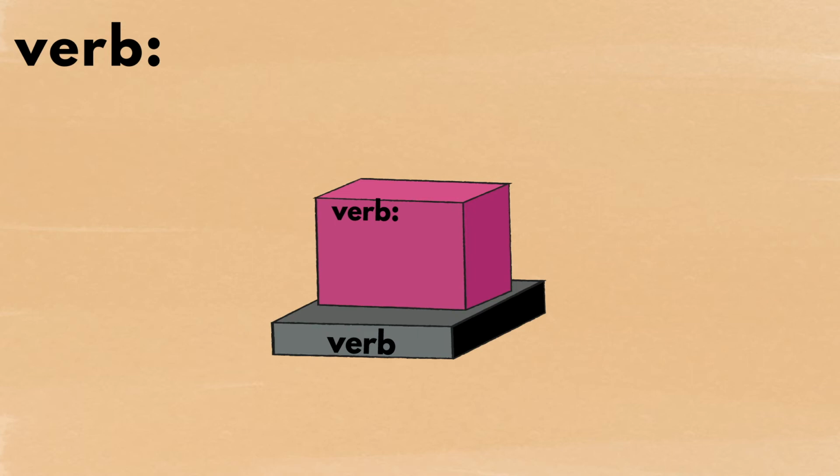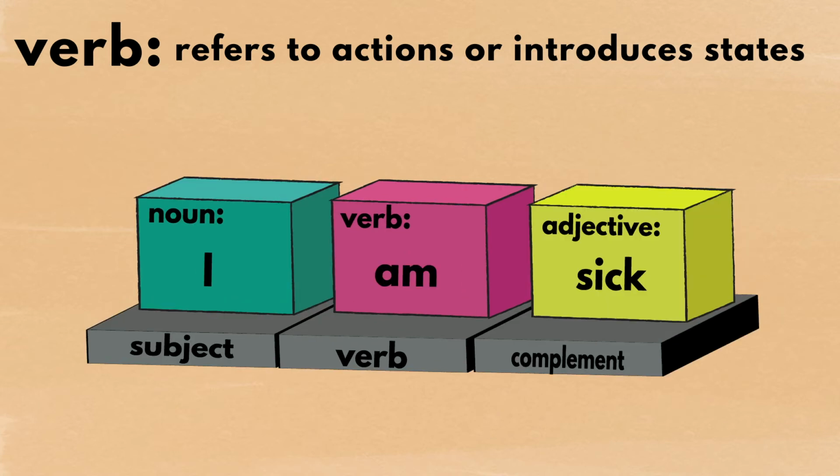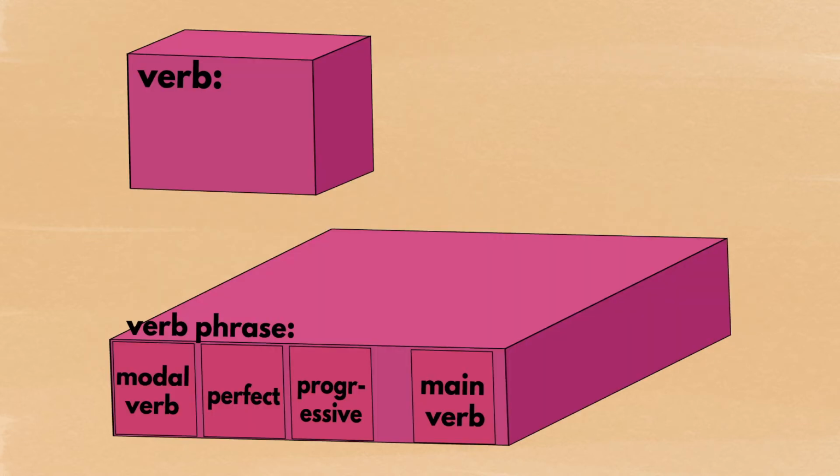Let's move on to the second part of speech, the verb. The verb either refers to an action or introduces states, as in I ate an apple or I am sick. The verb usually comes at the center of the sentence, and there are only 2 dimensions to the verb: the verb and the verb phrase. The possible combinations for the verb phrase are fixed. You have a mandatory part called the main verb, and the other parts are all optional. For more detail, please check out our video on tenses.